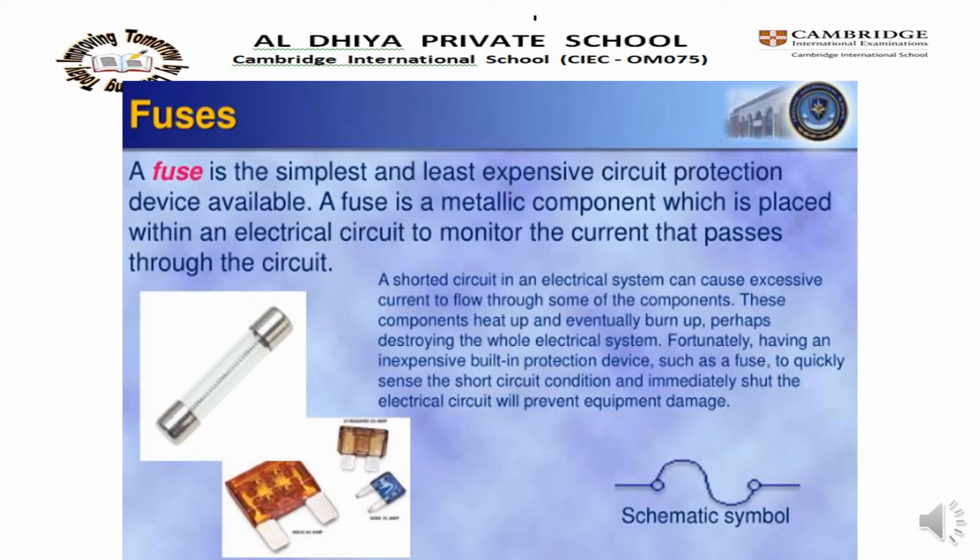And then what is a fuse? A fuse is the simplest and least expensive circuit protection device available. A fuse is a metallic component which is placed within an electrical circuit to monitor the current that passes through the circuit. Look here in the slide, we can see the symbol of the fuse.